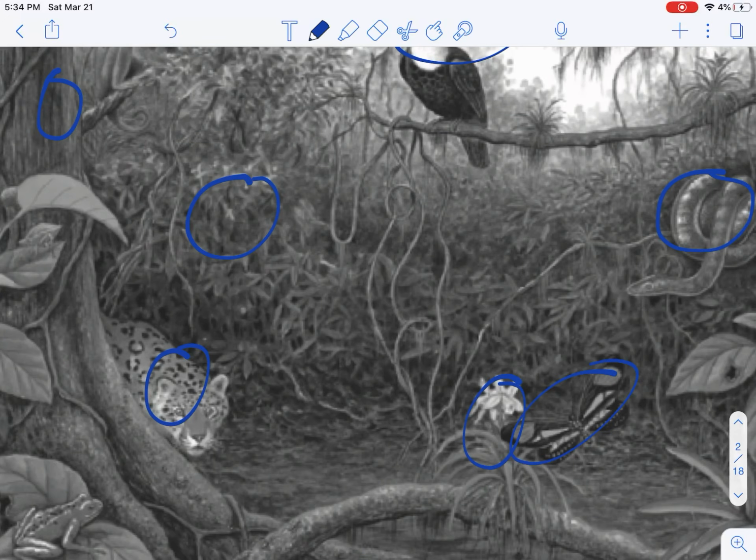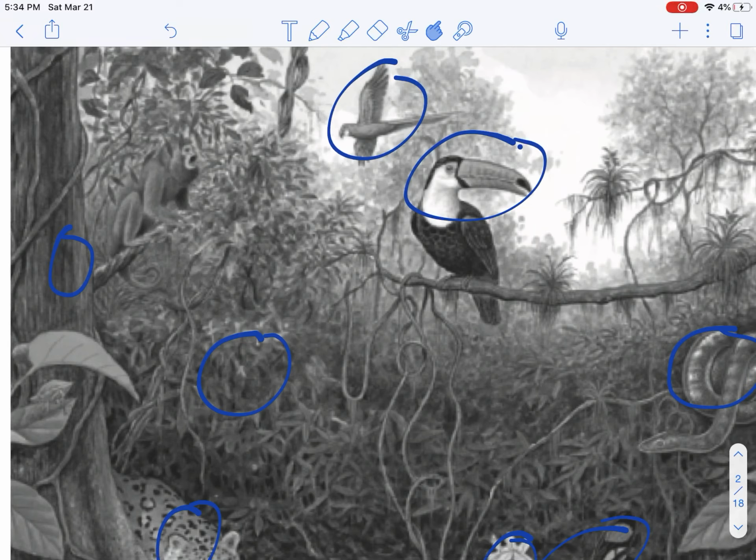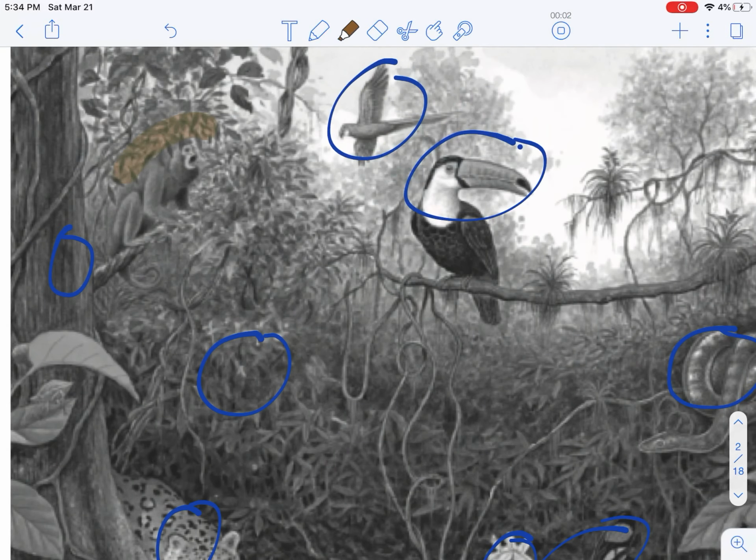A biotic factor, a butterfly. A biotic factor is going to be able to grow, is going to be able to reproduce. That's going to be our definition. Oh, I didn't see this little monkey over here, huh? Okay, this little monkey over here too. So biotic, living, plants, animals, bacteria.